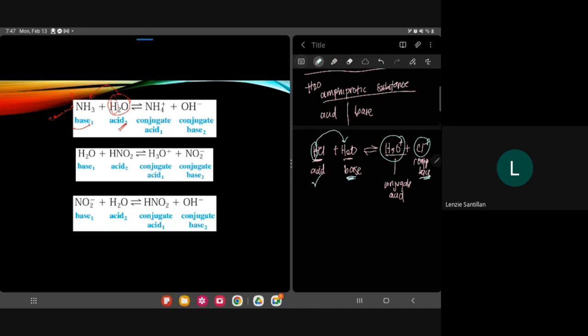Okay? Making the ammonia your ammonium. Naiintindihan? So, yung conjugate acid, ano ang definition? Siya naman yung nag-receive ng proton from your water. And your conjugate base is siya yung nag-lose ng proton. From water, naging OH na lang siya. Naiintindihan? In case of base, this one is an acid, and this one is also a base. Okay, so ganun lang ang pag-identify natin ng conjugate base and conjugate acid. Okay?